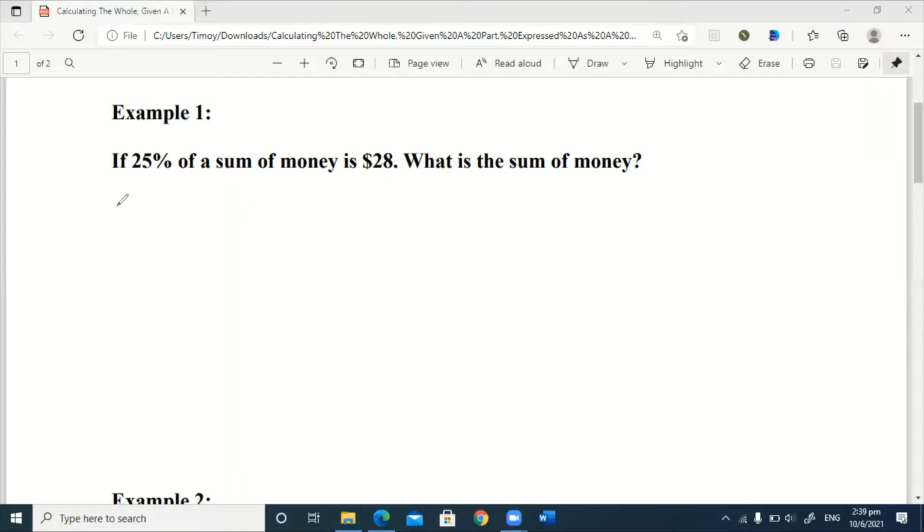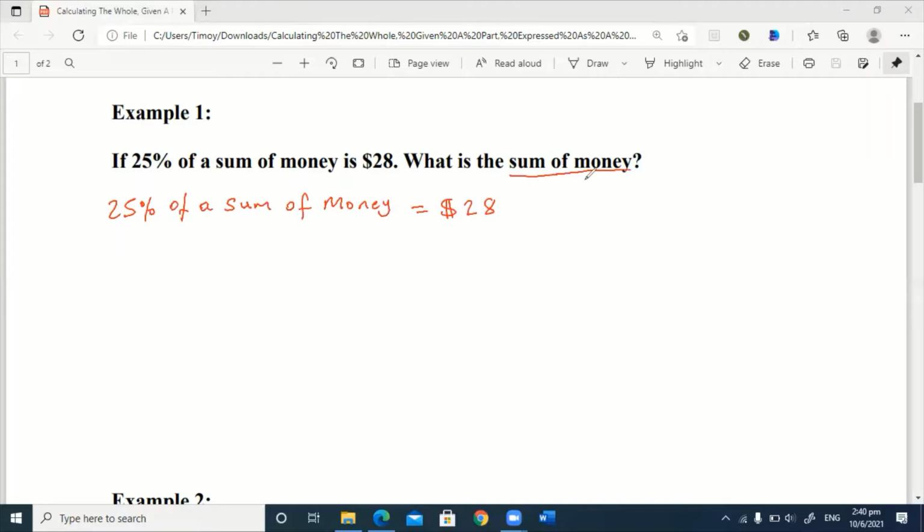So we can therefore write that 25% of a sum of money equals $28. That's what we know so far. Then it says, what is the sum of money? They are asking us to find the sum of money.